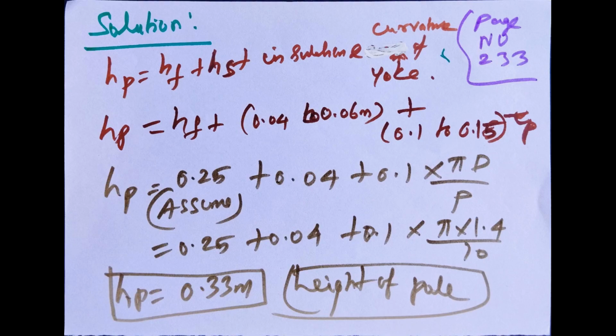Solution. Hp, height of the pole, is equal to Hf plus Hs plus insulation and curvature of yoke. Hp is equal to Hf plus (0.04 to 0.06 meter) plus (0.1 to 0.15) tau p. We already have this given in theory classes. Hp is equal to 0.25, assume Hf value, plus 0.04 plus 0.1 into πD divided by P. Putting the required values, we obtain Hp, height of the pole, is equal to 0.33 meter.